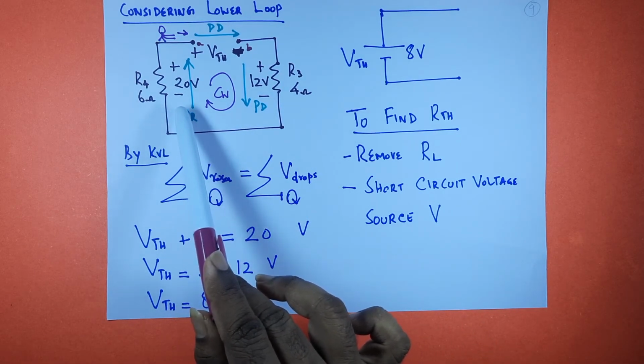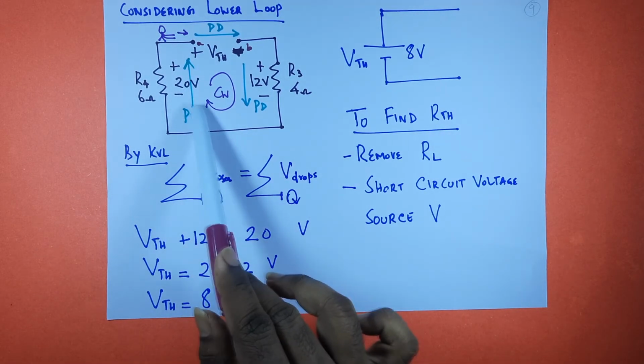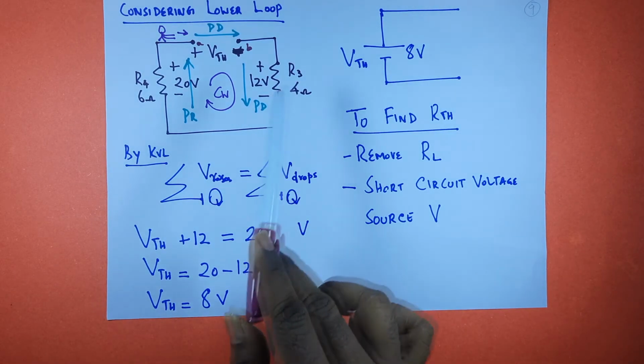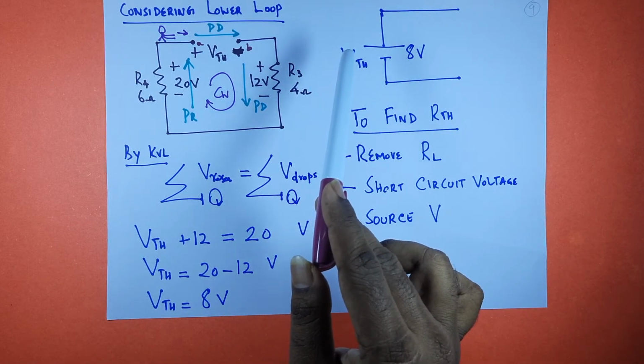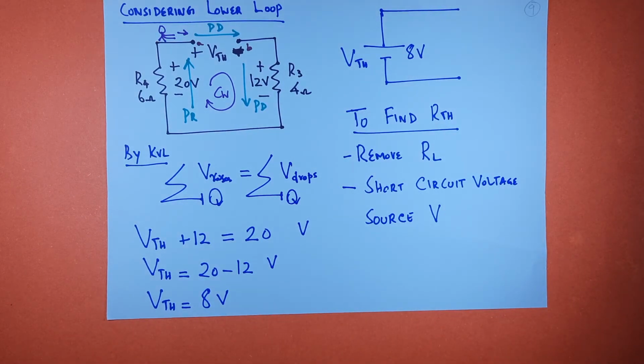Through R4, you are moving from negative to positive, so that is a potential rise. Finally, you are reaching the starting point. KVL is nothing but the sum of the voltage rises equal to the sum of the voltage drops when taken in the clockwise direction. So in this case, the sum of the potential drops equals the sum of the potential rises.